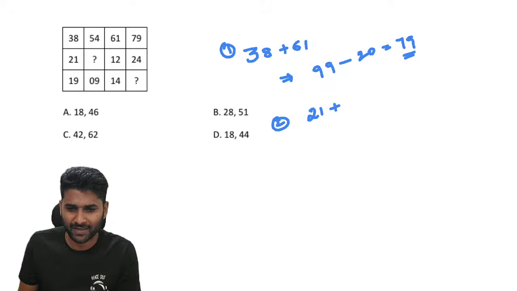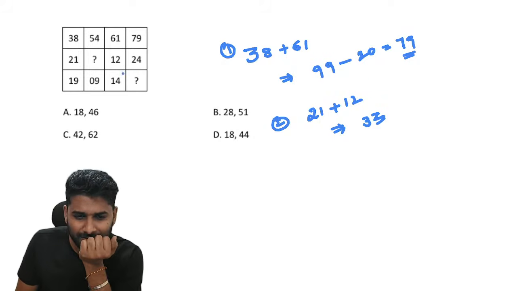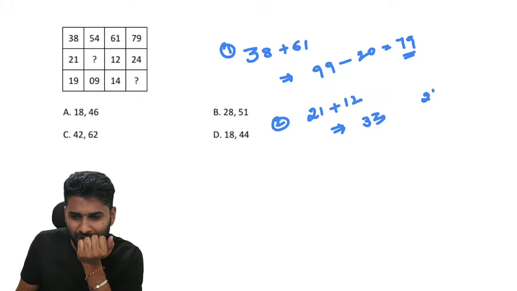21 plus 12. So 21 plus 12 is equal to 33, right? So here it is a 33. 21 plus 12, 33. Okay. So we want 24, right? So how much we need to subtract between 33 and 24? How much of a difference?